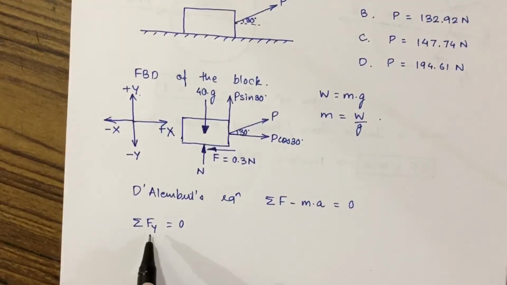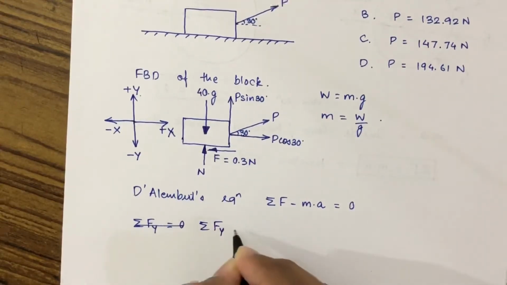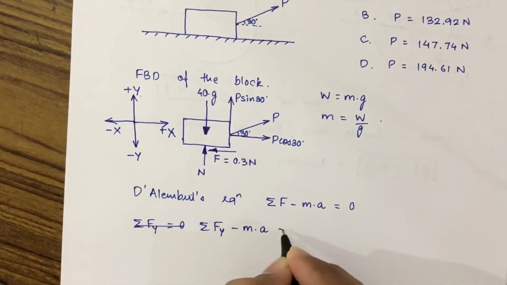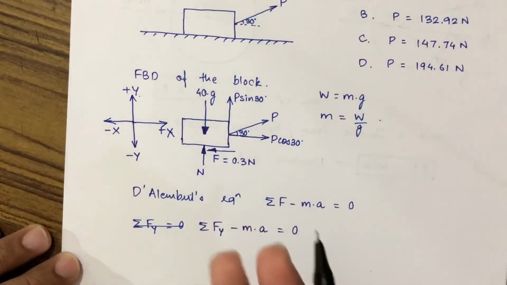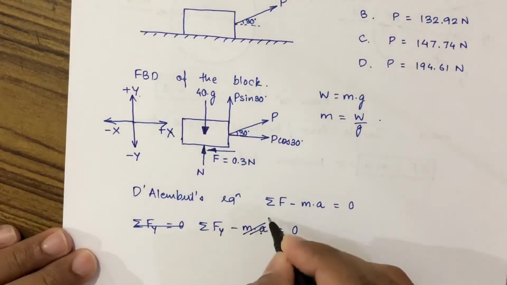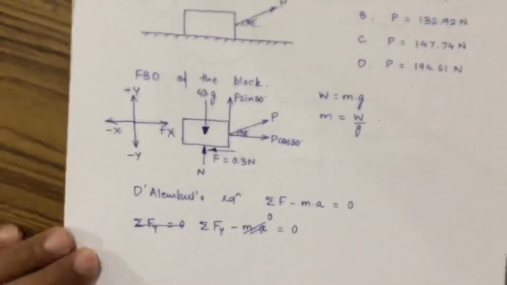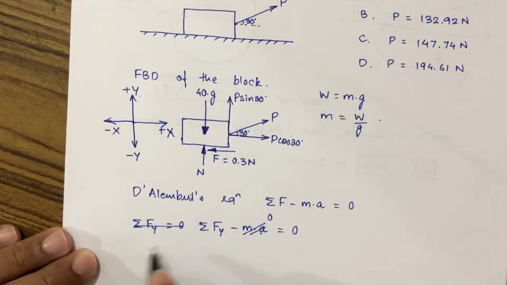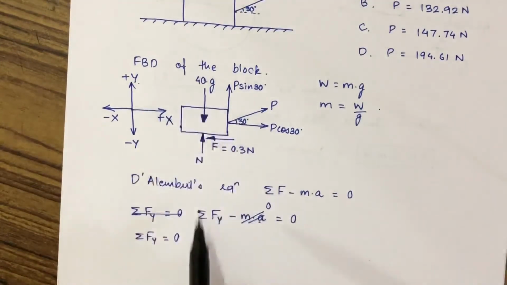Hence, we will write it in full form: summation Fy minus m into a is equal to 0. Now, as this is not moving in the y direction, obviously acceleration will be equal to 0. Hence, m into a will be equal to 0 as acceleration is 0, because this is not moving in the y direction. So we can write this as summation Fy is equal to 0. So what equation will we get? Only we are considering the y axis.